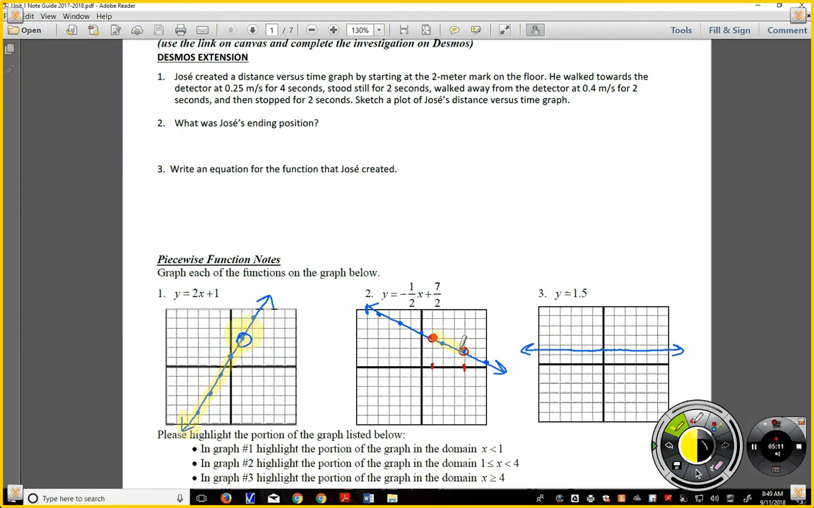And that captures every point from that segment that has a point where the x value is between 1 and 4, including 1, not including 4, but right up to it. Okay? And then lastly, in this third segment, the domain restriction was where x is greater than or equal to 4. So 1, 2, 3, 4.